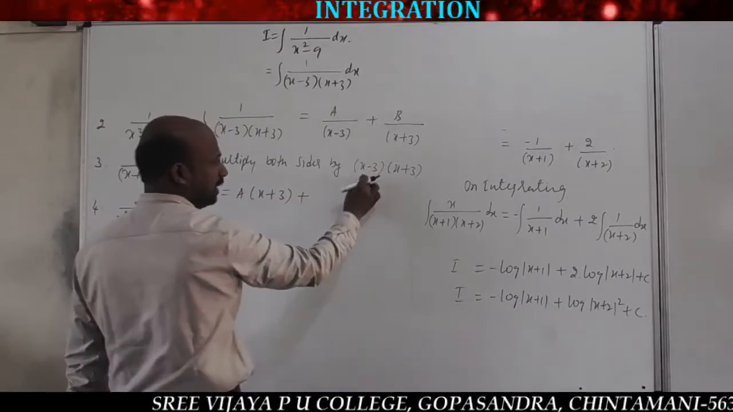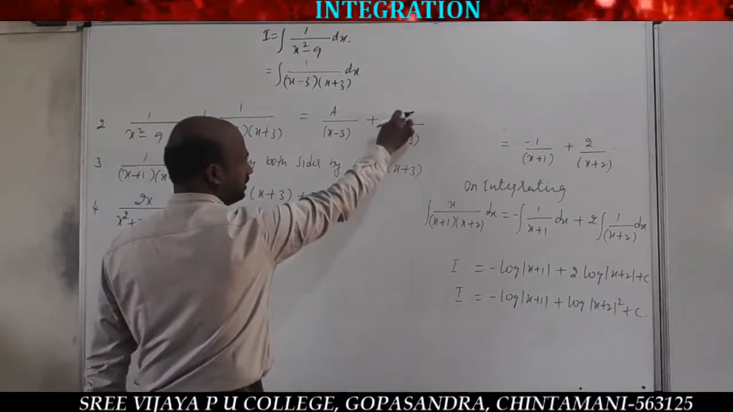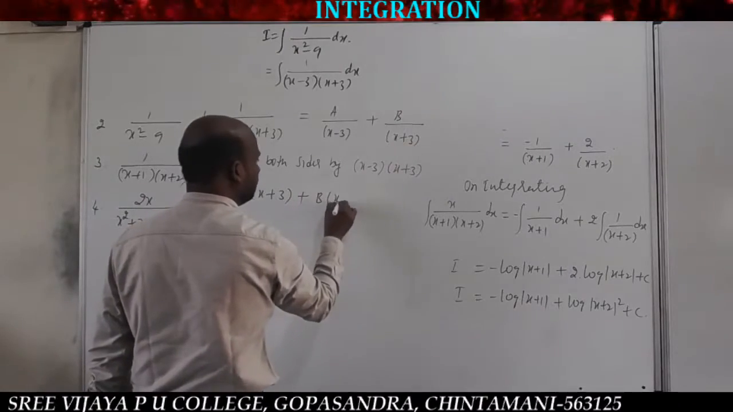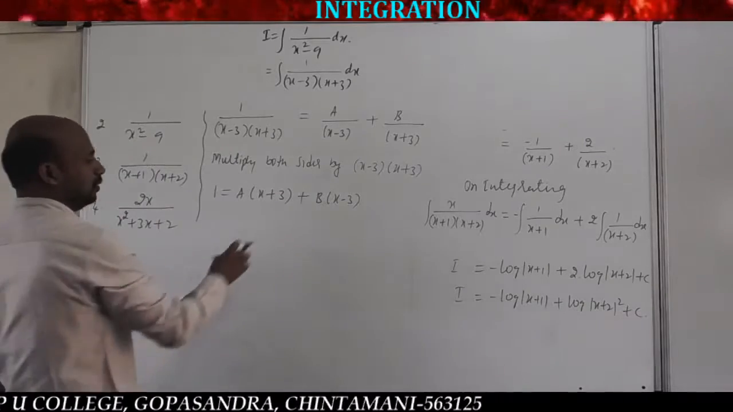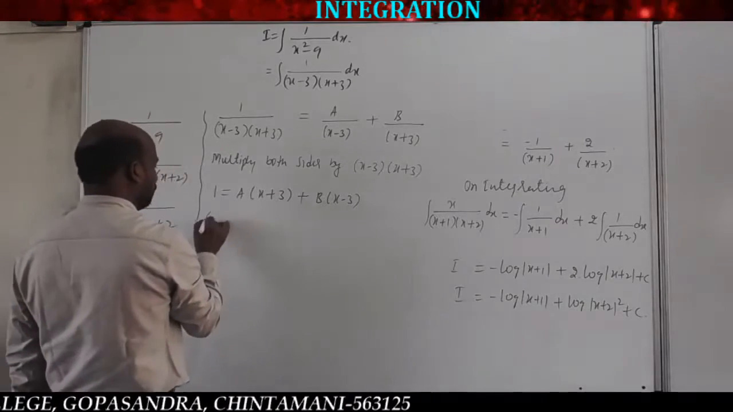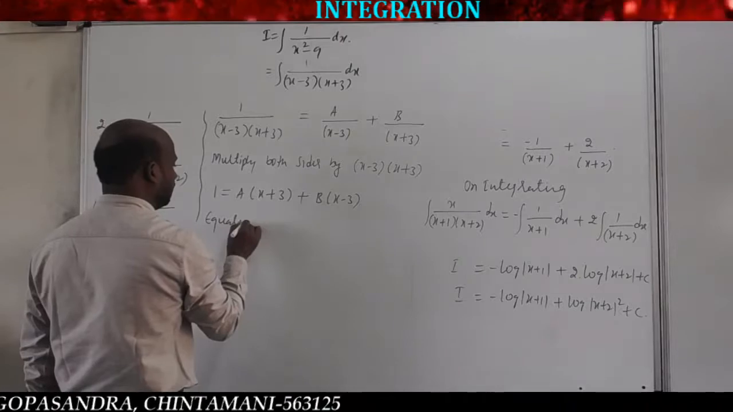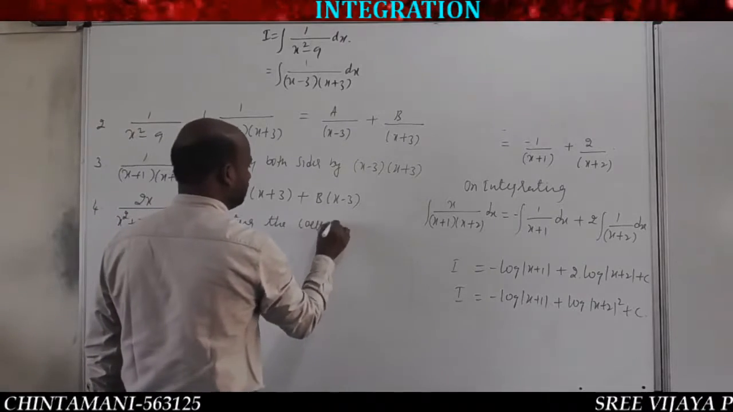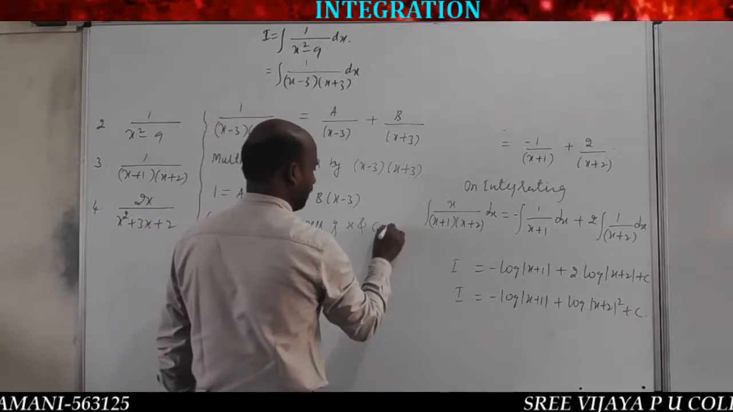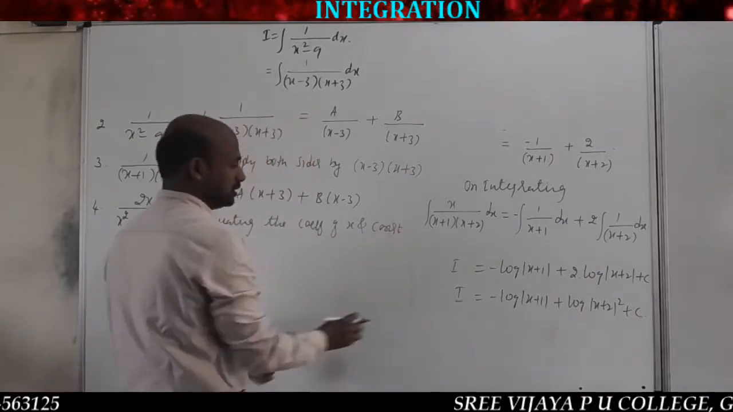For the second term, multiplying by (x minus 3)(x plus 3), x plus 3 is eliminated. So b into (x minus 3). Okay. Now equating the coefficient of x and constant.